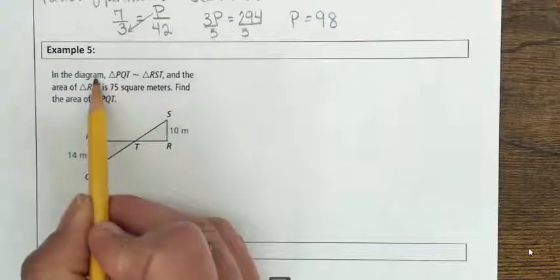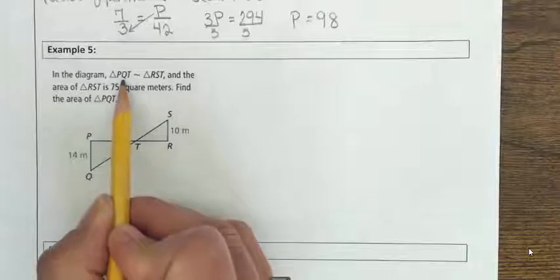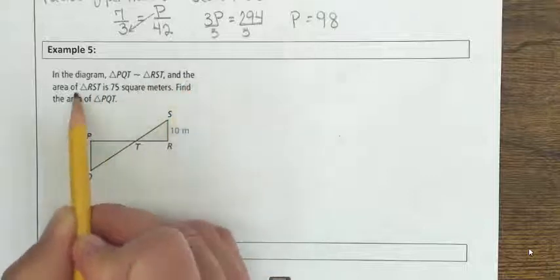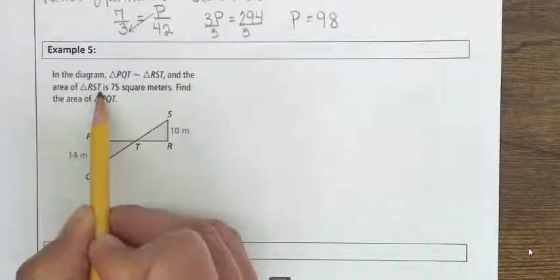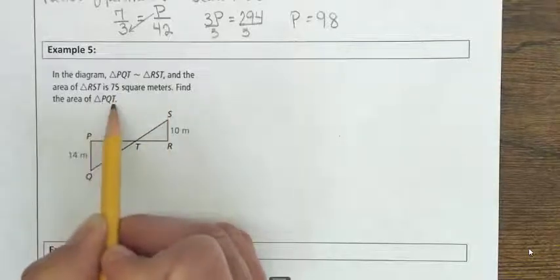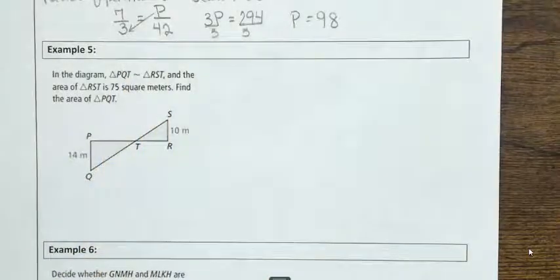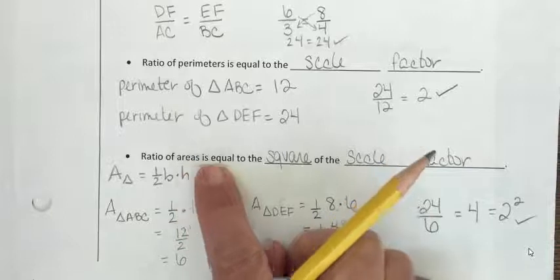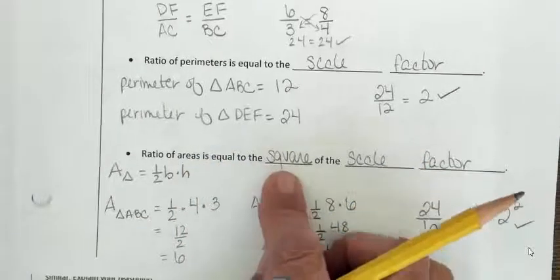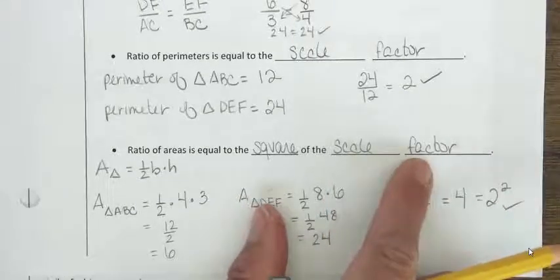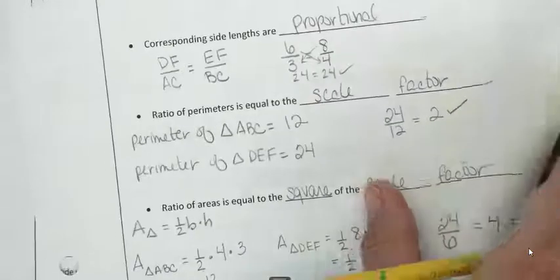So in the diagram, I know that triangle PQT is similar to triangle RST. And the area of triangle RST is 75 square meters. Find the area of triangle PQT. Well, I also think in our notes, we took some notes about areas. So the ratio of the areas is equal to the square of the scale factor. So not just the scale factor, we actually have to take that scale factor and square it.